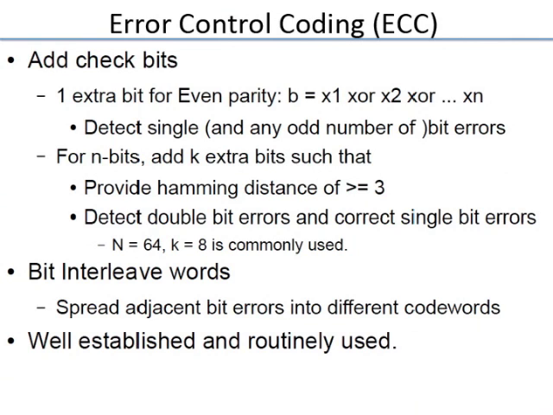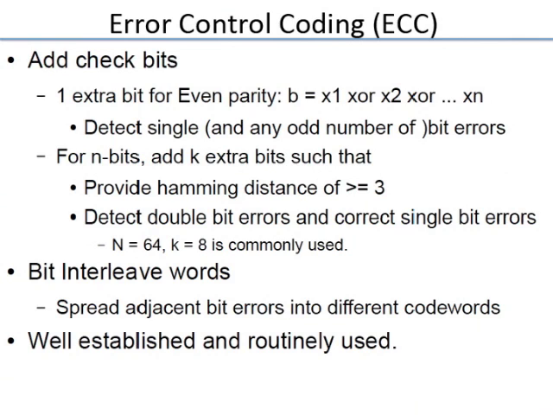But at the next level, system level, redundancy is to add extra check bits. So for example, one extra bit for even parity, a parity check. If you have n bits, you can add k extra bits such that Hamming distance is maintained at least 3. That way you can correct single bit errors, detect double bit errors, and so on.